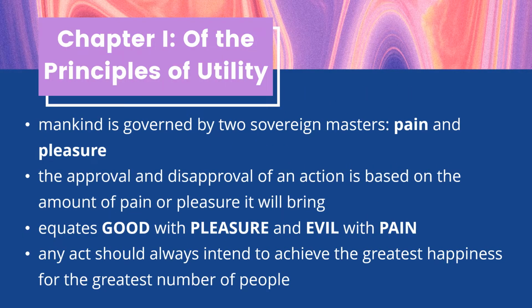We're going to discuss Chapter 1, the Principle of Utility. Jeremy Bentham states that mankind is governed by two sovereign masters, pain and pleasure. It is for them alone to point out what we ought to do and what we shall do. In other words, pain and pleasure stand above all other considerations and have a fundamental role in human life.